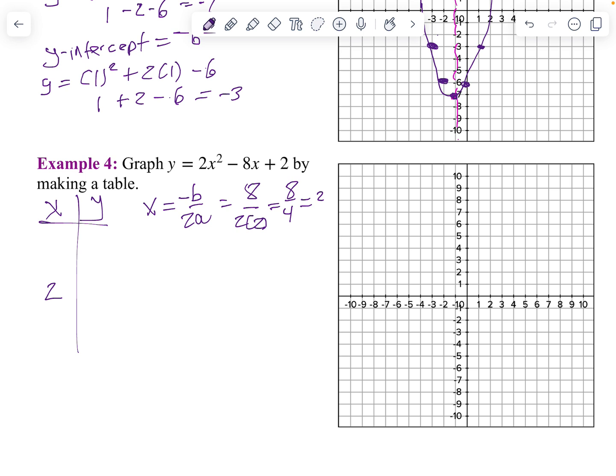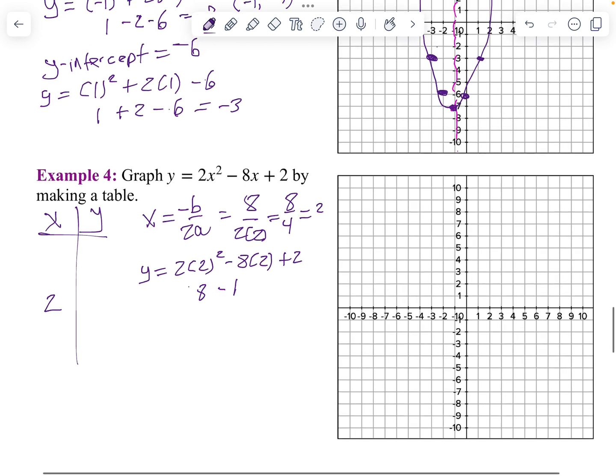Now let's find the value of y. So it's 2 times 2 squared minus 8 times 2 plus 2. So 2 times 4 is 8 minus 16 plus 2. 8 minus 16 is negative 8, plus 2 is negative 6. So I know the middle of my graph, I'm going to be over 2 and down 6.